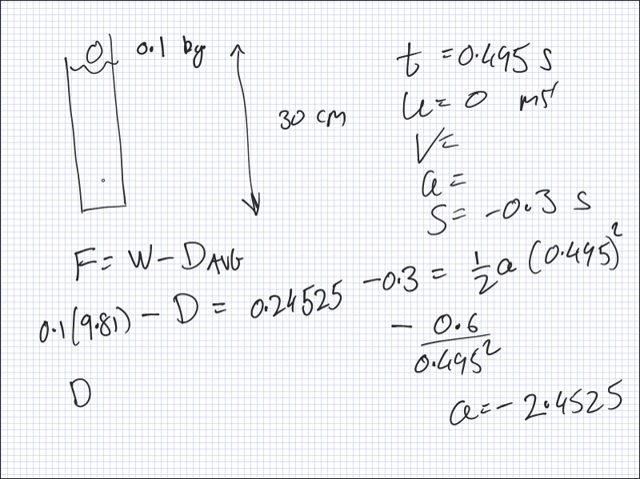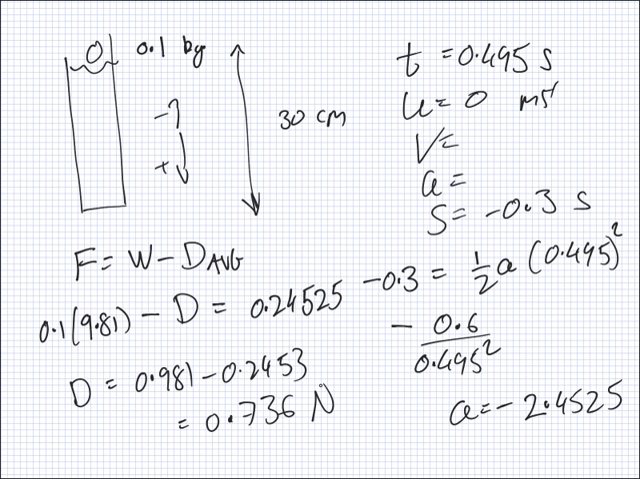Now hang on, I have to be careful with my signs. This is going down, so I'm saying down is positive at the moment. So d is 0.981 minus 0.2453. Yeah, that looks about right: 0.736. That's all right. Maybe we can continue. That's the last question.